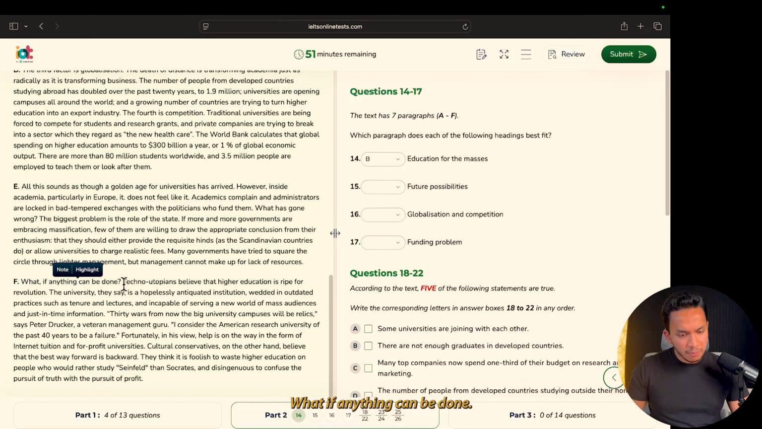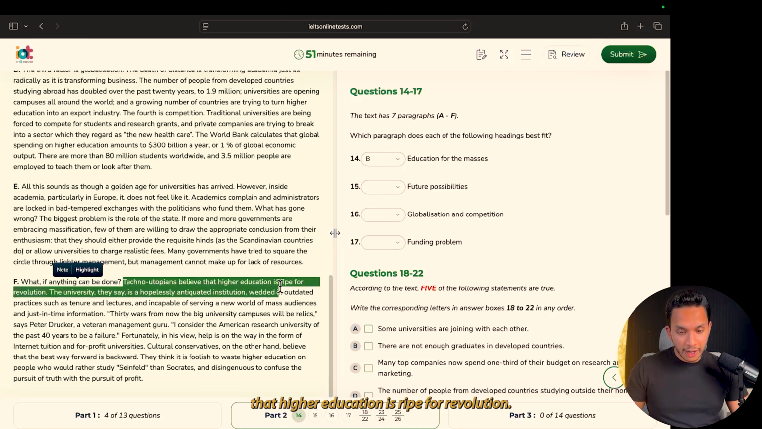What, if anything, can be done? So what can be done, which is the future. Good, we're getting there. Techno-utopians. So this is, you want to dive in right now. You have selected your paragraph: that higher education is ripe for revolution.